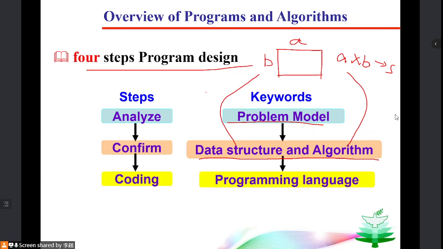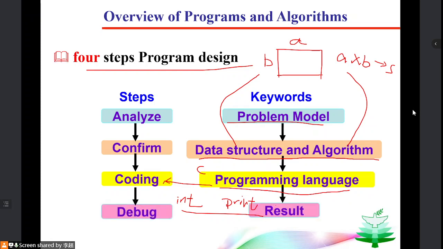Then we depend on the programming language, the code. And in C programming, you should use C syntax, int, print. These are C programming syntax. Then you can get the result. If you can successfully run the code, then you can get the result. Otherwise, you should fix or debug. Bug means that you have some error. If you have some error in the code, then you should fix the error. We call this debug.